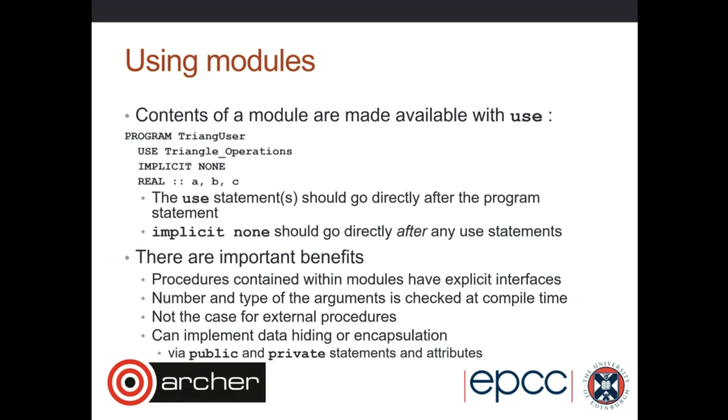So modules are a nice way of grouping together functions and bits of data that those functions or subroutines work on. That's a nice software engineering thing to do. But in the Fortran context, what they also give you is that the compiler will build explicit interfaces for these. That means it will do some type checking on arguments that are passed to functions or subroutines inside modules. And that can give you important compile time benefits.